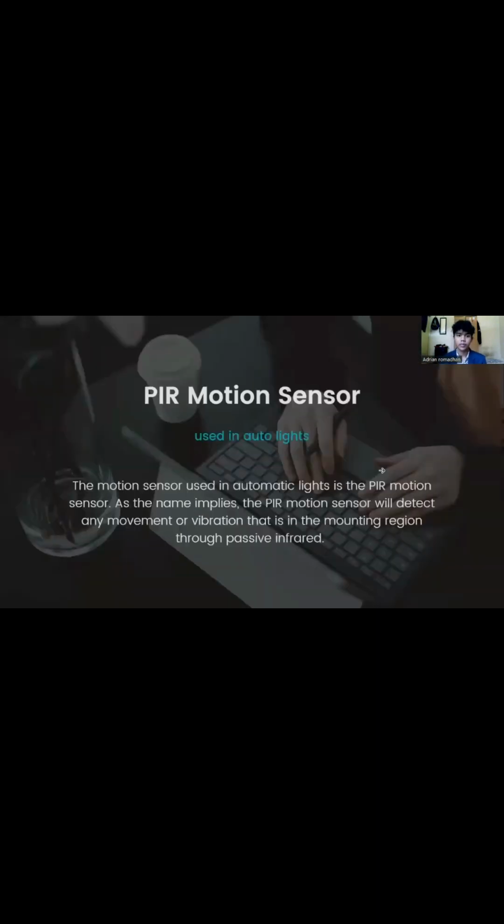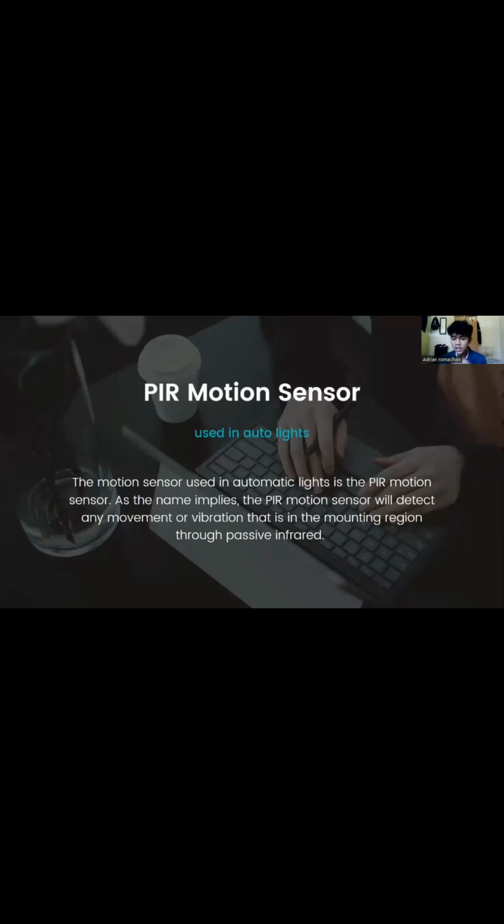Next, the motion sensor used in automatic lights is a PIR motion sensor. As the name implies, the PIR motion sensor will detect any movement or vibration in the mounting region through passive infrared. Passive infrared is usually used to detect the body temperature of living things such as humans or animals. So, in other words, if a human or animal passes through the sensor area, the sensor will automatically detect it and directly switch to the on position.